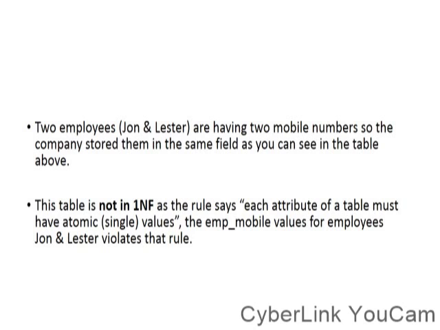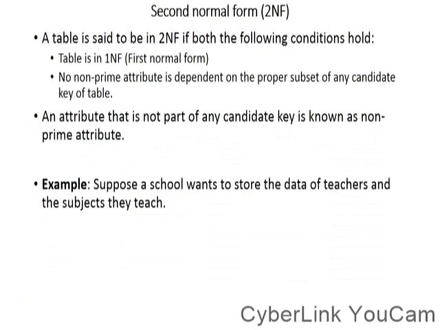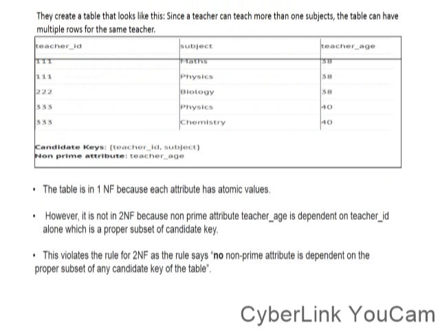So let us discuss this with an example. Suppose a school wants to store the data of teachers and the subjects they teach. So they create a table that looks like this, as you can see on your screen. Since a teacher can teach more than one subject, the table can have multiple rows for the same teacher. It contains 3 columns: teacher ID, subject and teacher age. Here the candidate keys are also mentioned, teacher ID and subject, and one non-prime attribute, teacher age.